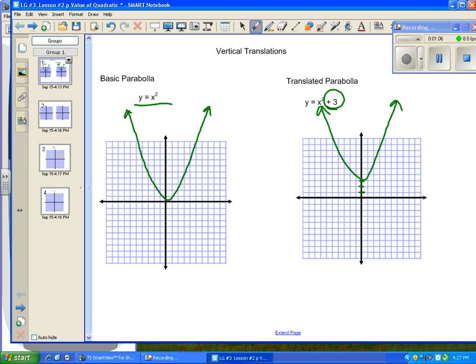because I want you to notice something here. We never did change that a value. That a value is still 1, just like the a value is here. So all we did is we took this particular parabola right here and we moved it up. Everything went up 3 places. So that's what that looks like. Let's take a look at the next graph then.